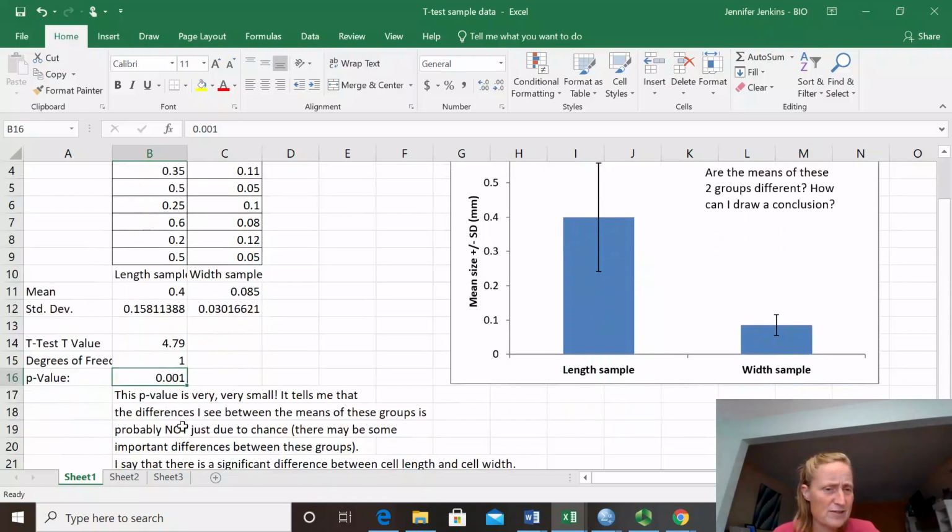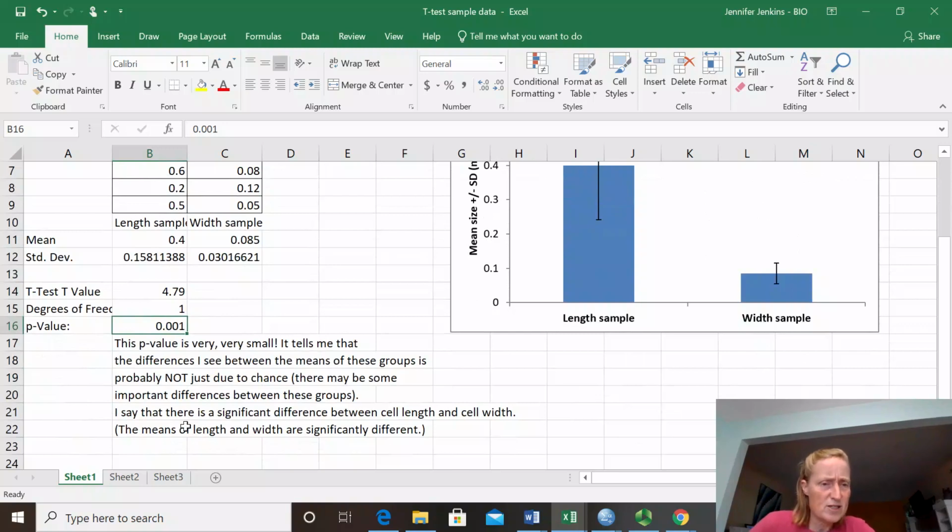My p-value is very, very small. What that tells me is there is a very small probability that the differences between these two groups are just due to chance. P of 0.001 means there is a 0.1% probability that the differences we see between my two groups are due to chance.